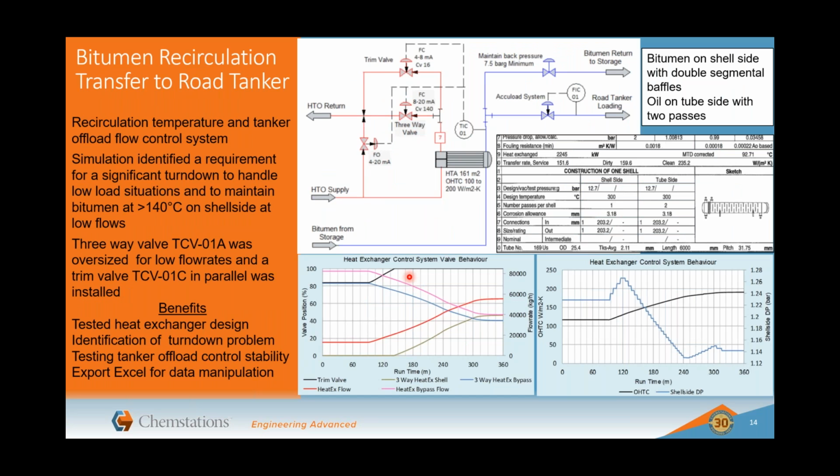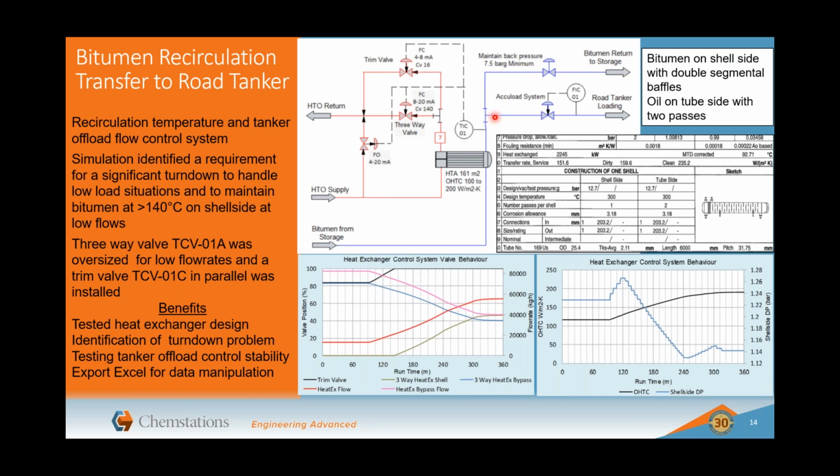I'm trying to demonstrate here the power of dynamic simulation. What we had here was the offload situation. So we're coming from the bitumen storage facility, through that external heat exchanger, which you can see is quite substantial, and then we're returning back to the bitumen storage.